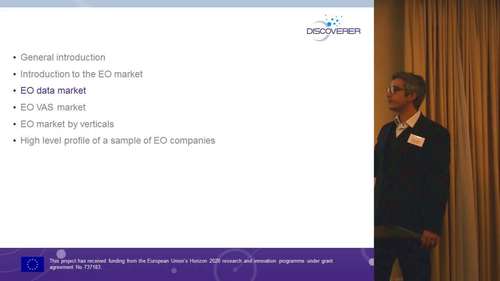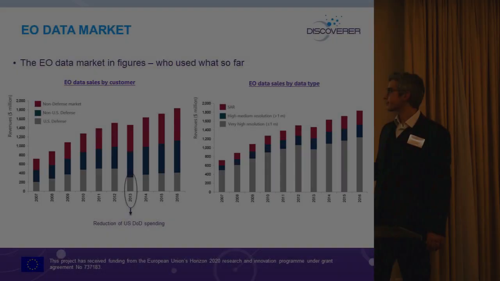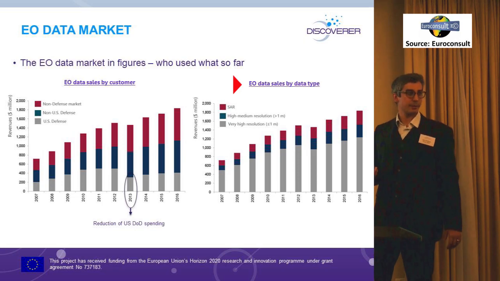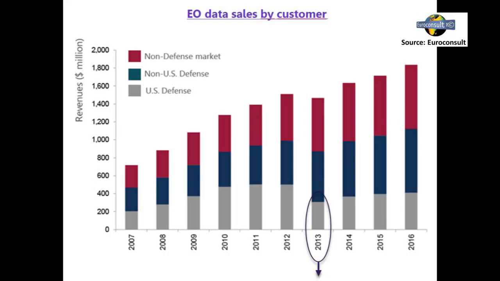Regarding the EO data market, here we go into more detail on revenues, year by year, by type of customer. This is data sales by data type. As you can see here, these gray bars refer to the US defense. So it's basically the data which is consumed and paid for by the US DoD.